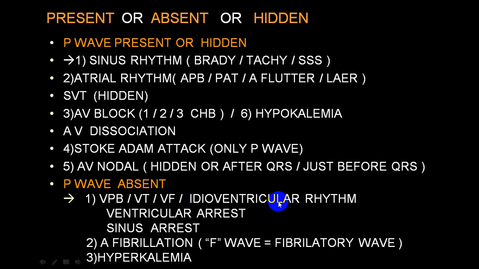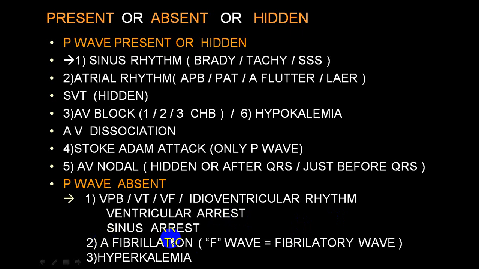In idioventricular rhythm, there are no P waves, there are broad QRS complexes and the rate is between 20 to 40 per minute. And if you see no QRS complex, no P wave, and there is a straight line, it may be sinus arrest or it may be ventricular arrest.